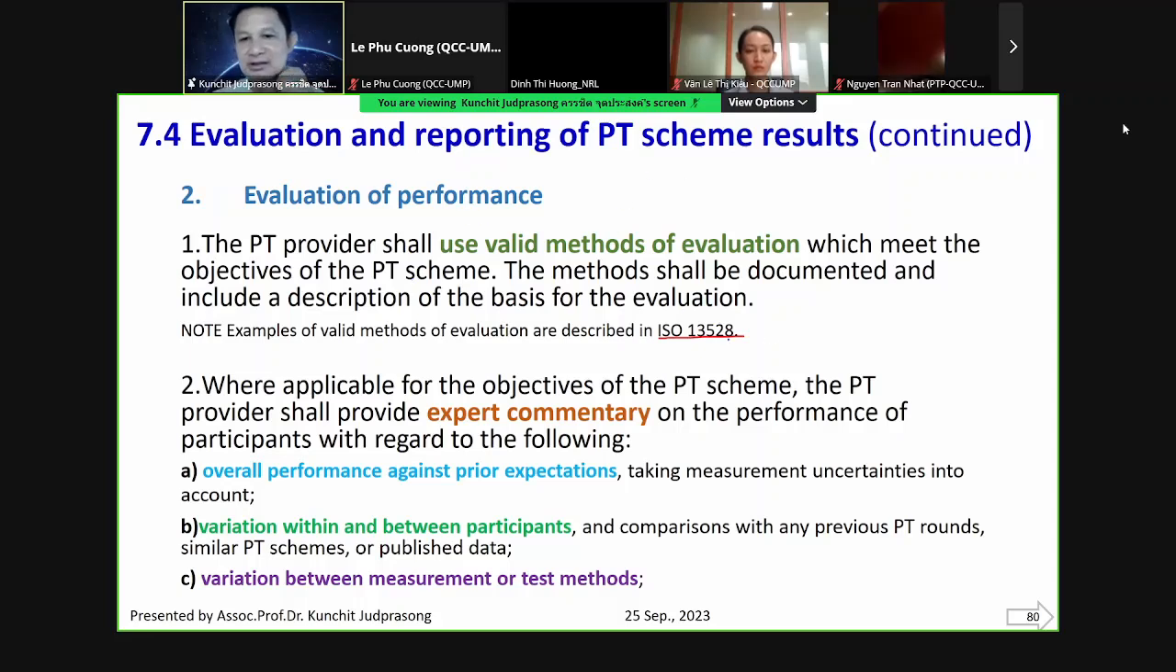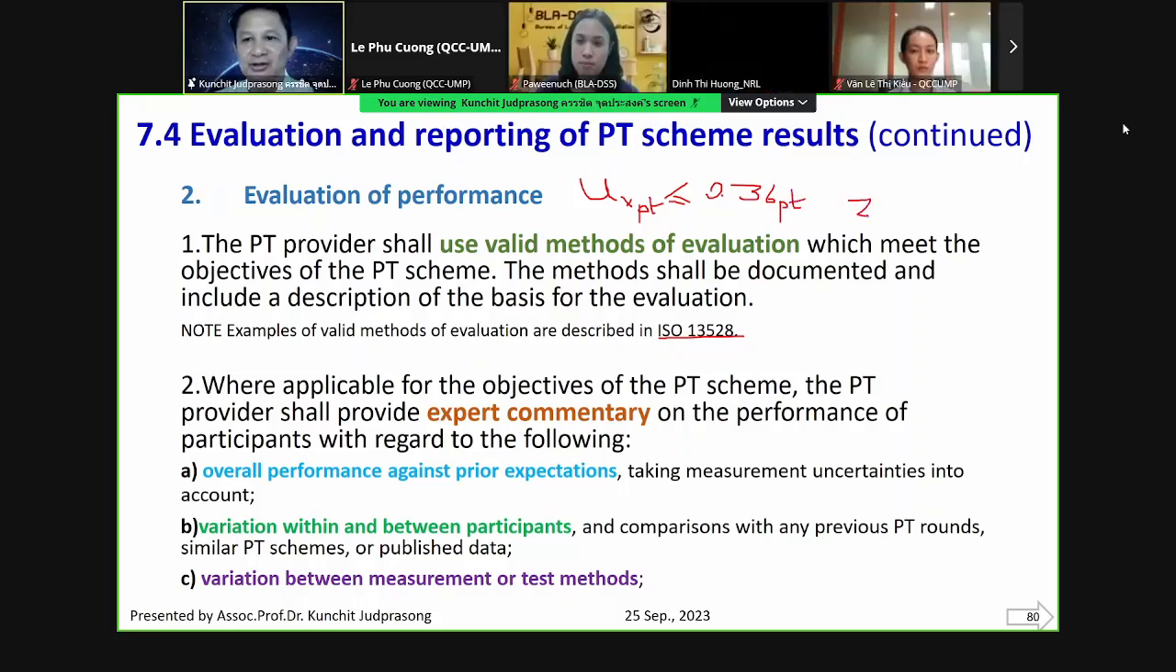Generally in 13.2a, they already mention that the uncertainty of the assigned value should be less than 0.3 sigma PT. If you pass this criterion, it means you can use the z-score. If you do not pass the criterion, it means you have to use the z-prime score. So this is what is documented.